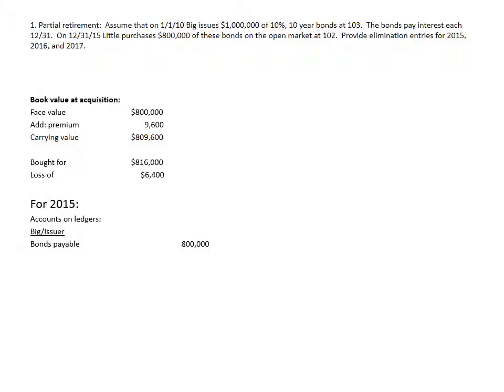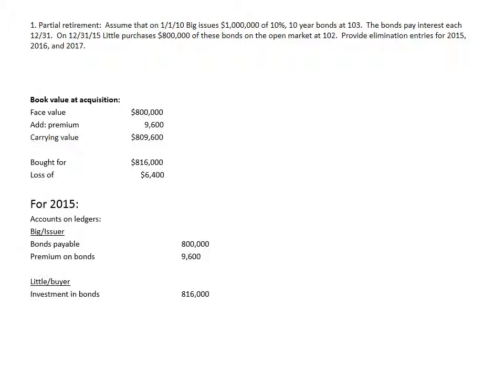Now let's go ahead and see what's on the ledgers for these two companies at the end of 2015. Again, this is the year of acquisition. On the issuer's balance sheet, Big, on their ledger, they've got bonds payable of $800,000. They've got their premium of $9,600, and they don't have any interest expense.